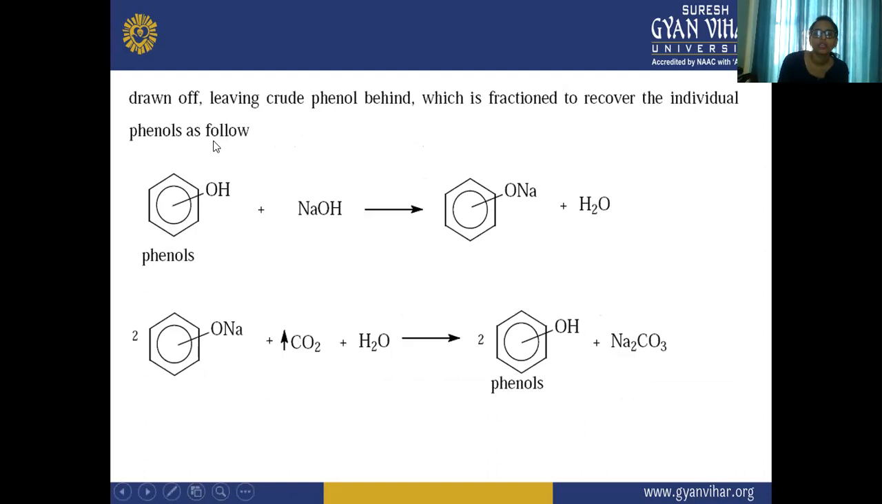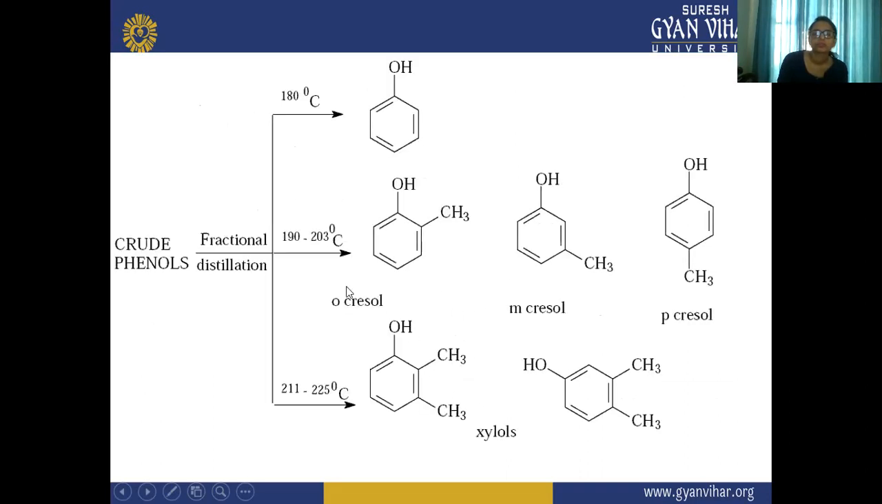So here, when phenol is treated with this NaOH, we are getting this sodium salt and water, and when this sodium salt is treated, we get this crude phenol, and from it we get the individual phenol. Next, crude phenol. From crude phenol we have to obtain the pure phenol.